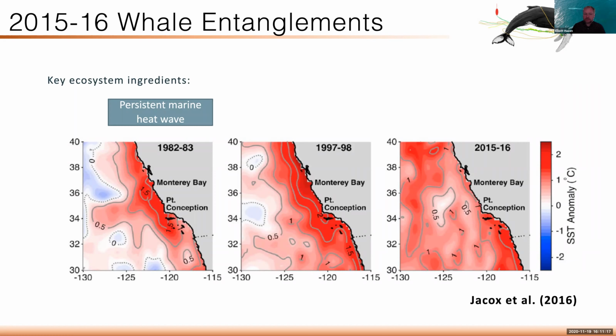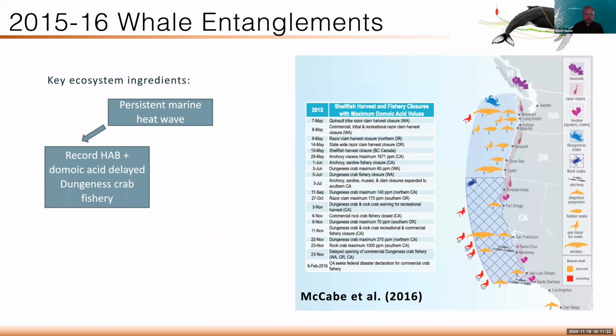This persistent marine heat wave resulted in things like a record harmful algal bloom. And this domoic acid actually delayed the start of the Dungeness crab fishery. There are a number of different ecosystem components affected, shown by the McCabe paper on the right. But this delay in the Dungeness crab fishery also meant that when it opened, it was in direct timing with when whales were foraging off of our coast.